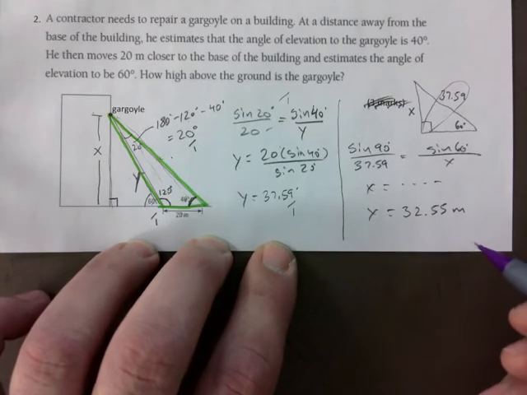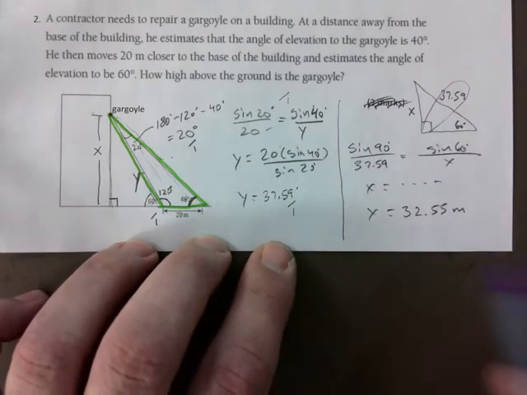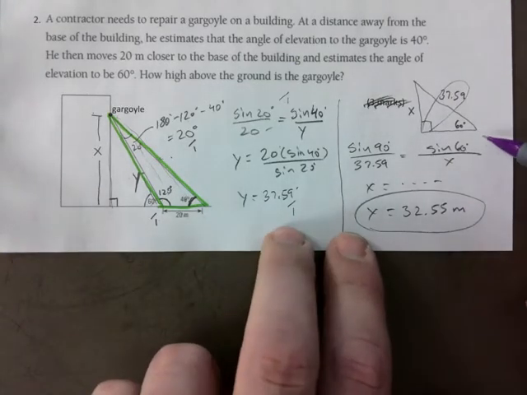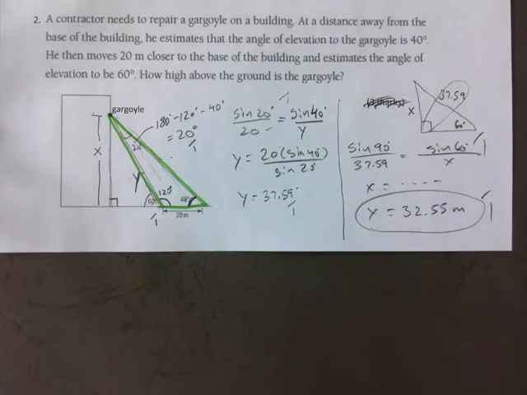Do you get 32.55 as well? The other, yeah? You rebels? No, I'm just kidding. 32.55. So 1 mark for setup, 1 mark for correct answer. I'm not going to give you another mark for sine law there. Just 1 mark for the setup, 1 mark for the correct final answer.